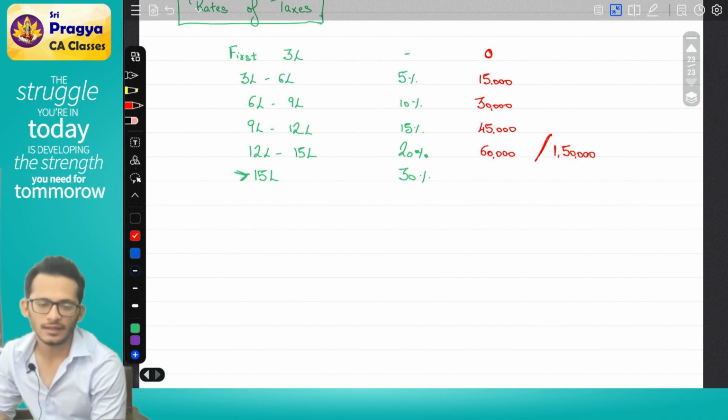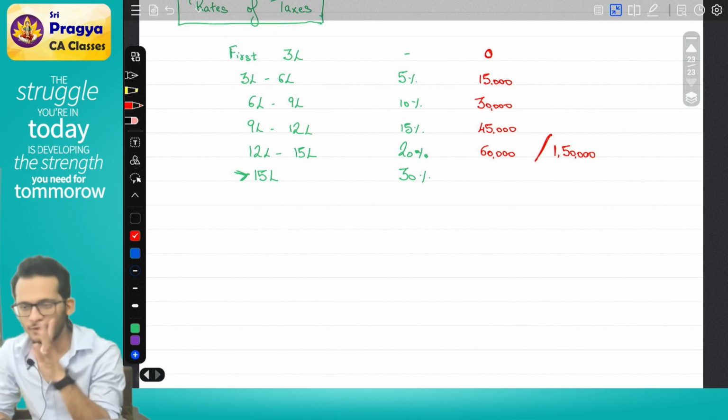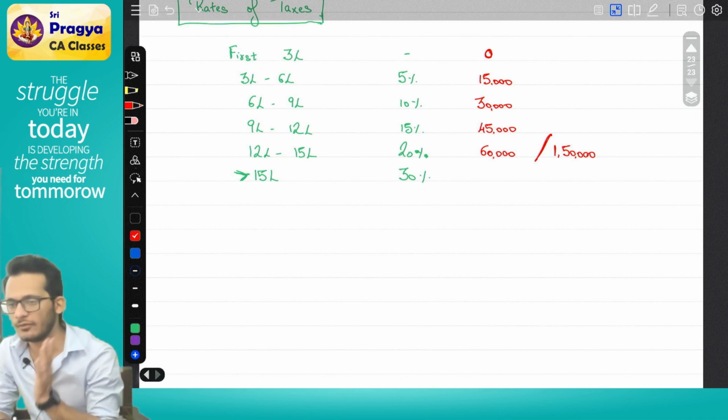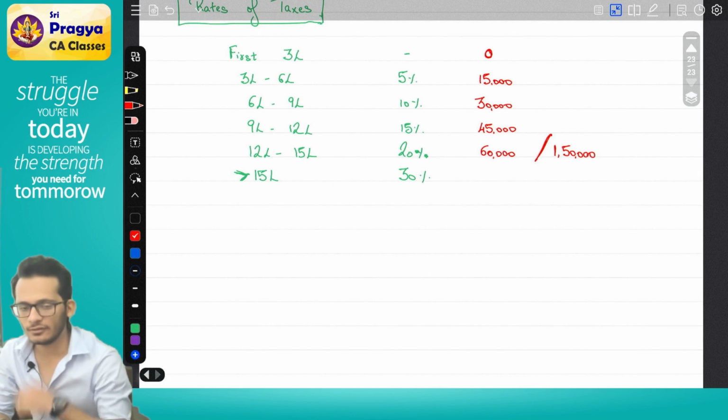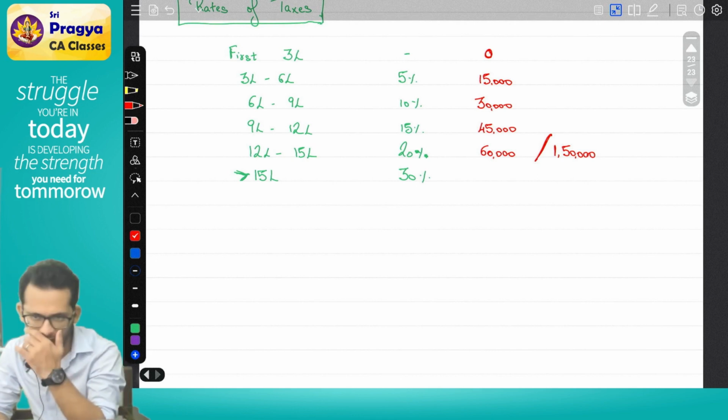Yes, which means in the new regime, for the first 15 lakhs, you will only pay 1,50,000. After that, you will pay 30% rate.